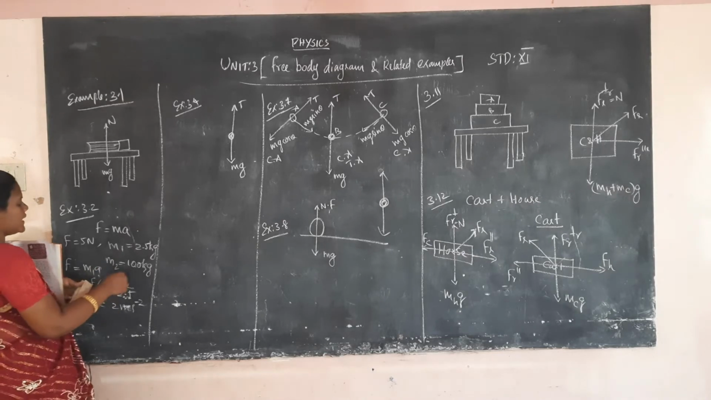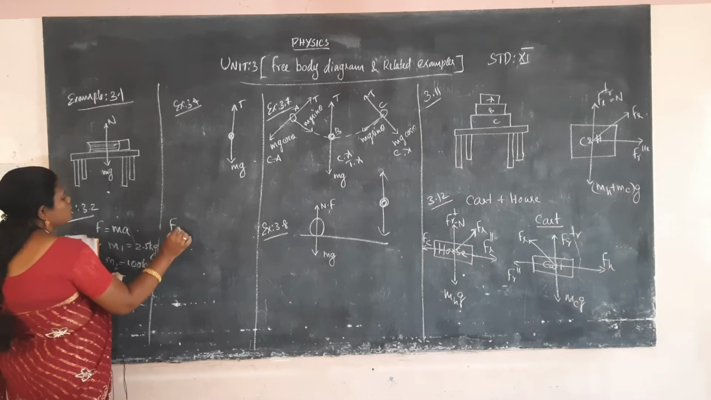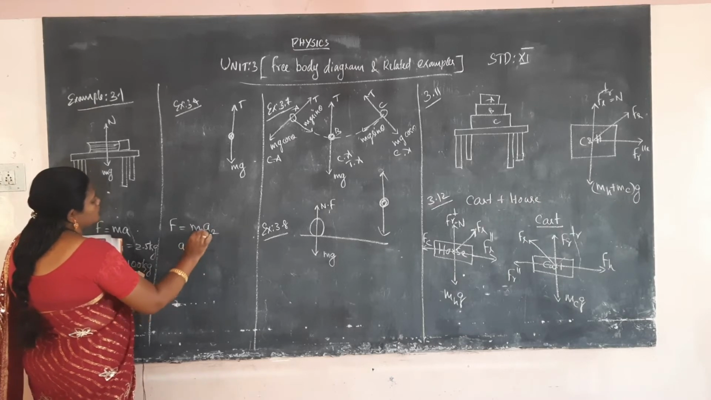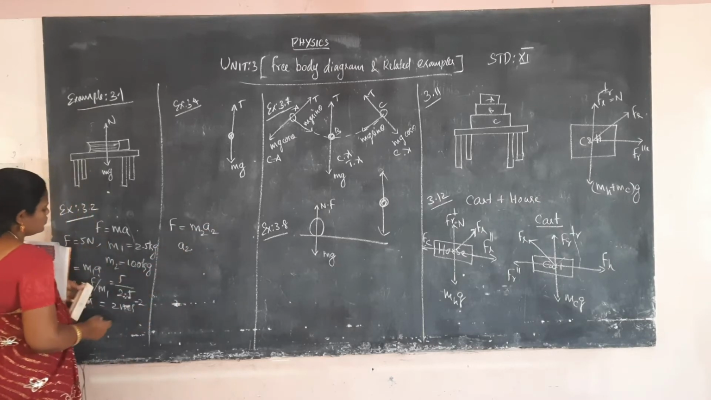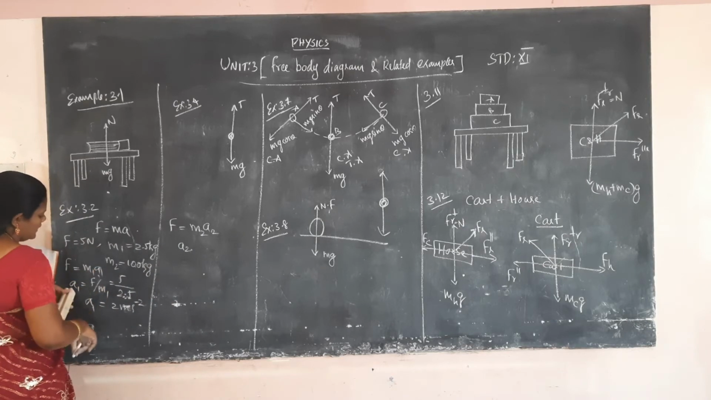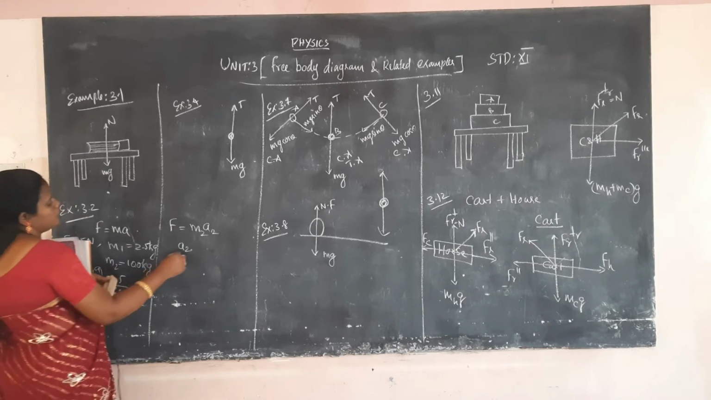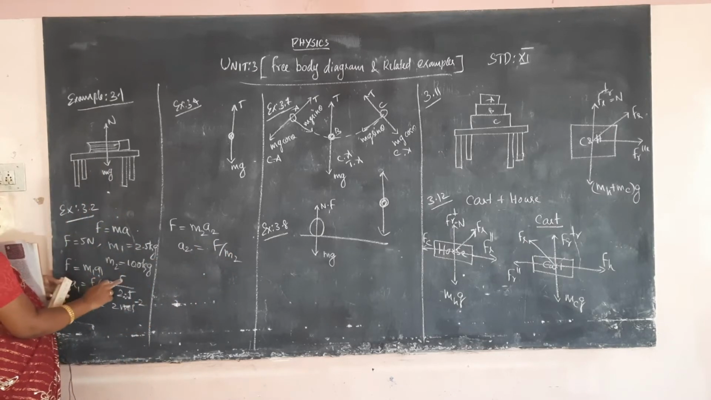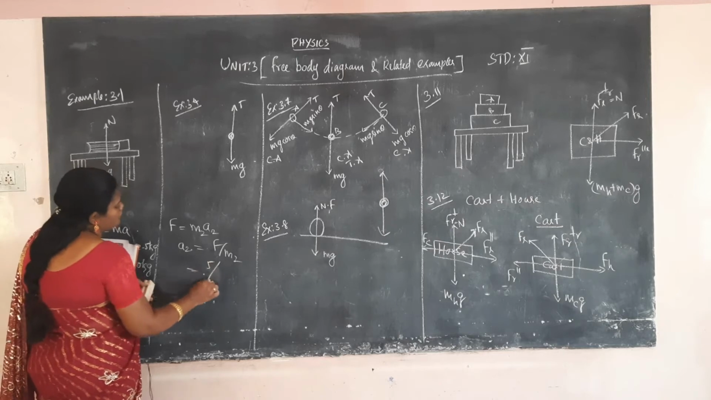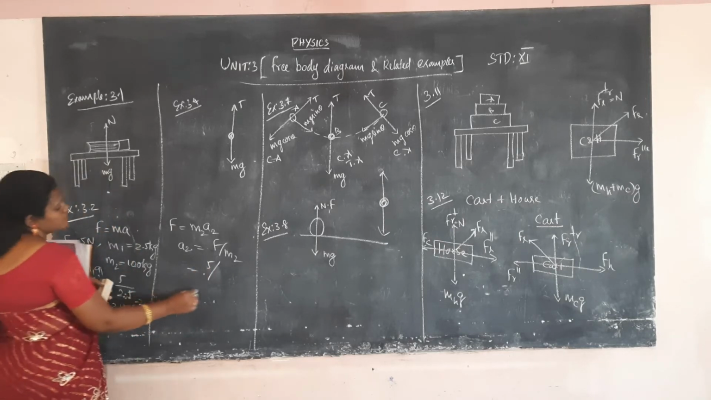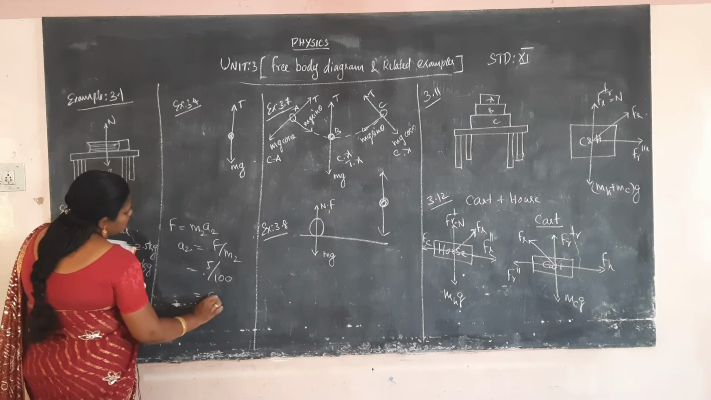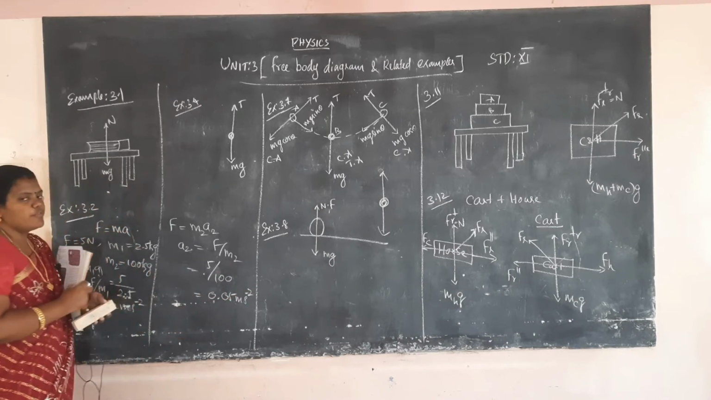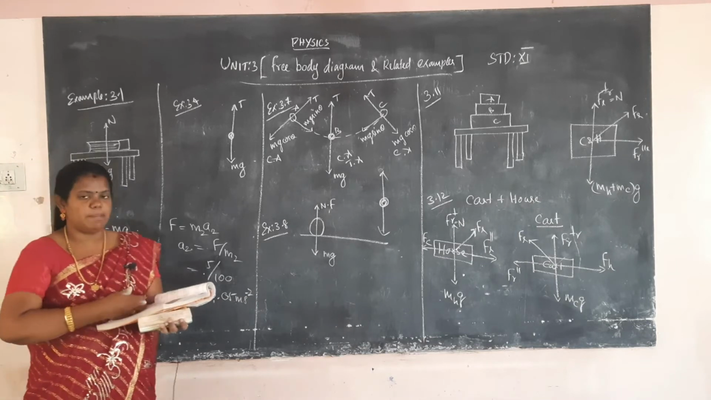And how do we calculate it for the second object? F is equal to m into a2. We want a2, so a2 is equal to F by m2. Substituting the force value 5 and the mass value 100, 5 by 100 is 0.05 meter per second square.